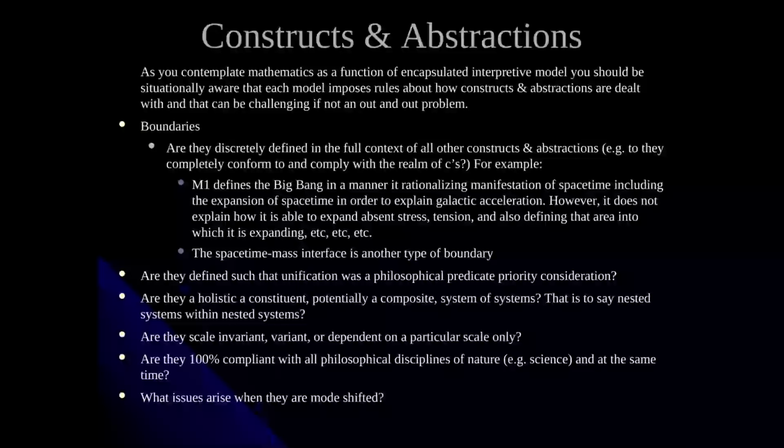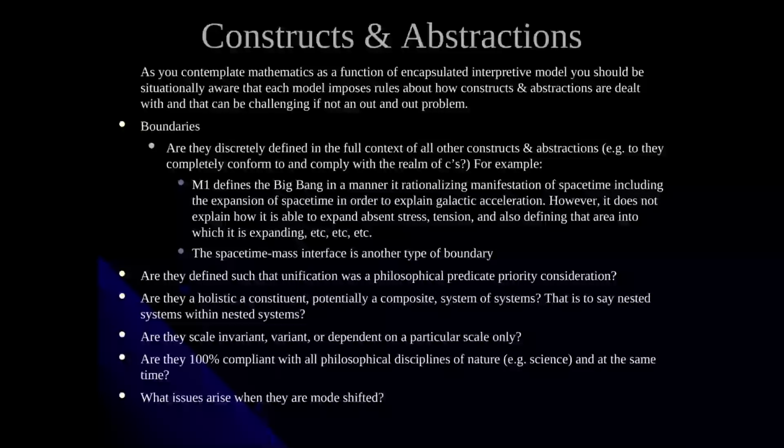Are they scale invariant? Are they variant? Are they dependent on a particular scale only? Is a holistic constituent potentially a composite system of systems? That is to say, are they nested? Are systems nested within systems? All of these are questions that you have to think about when you're going through that illumination phase of the translation matrices.